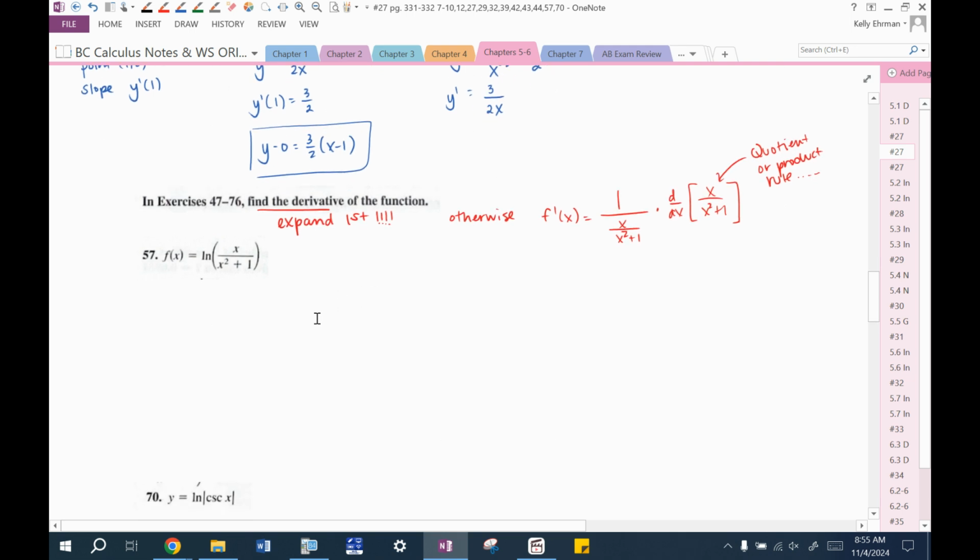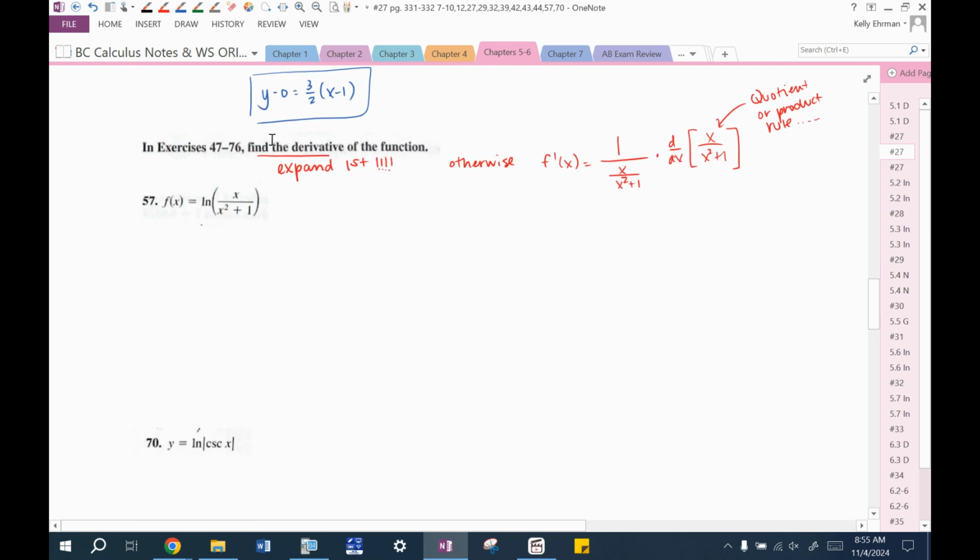Now, these problems, you definitely want to expand first because look, if you just start in on the derivative, you would say, okay, f prime is 1 over x squared plus 1. And then what's the derivative of x over x squared plus 1? I'd have to either do quotient rule or rewrite it to be a product rule.